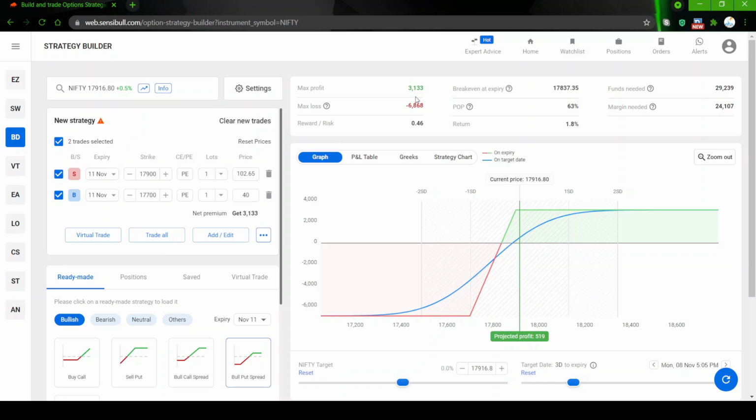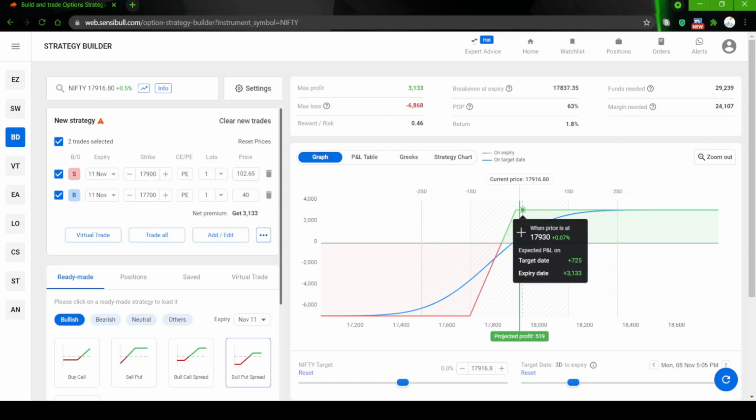In the naked sell, we had 5133, right? With that, our break even at expiry also slightly increased because we paid part of the premium collected. Okay. So this is a bull put spread. Let us see where is our break even. 17,837. Right now the market is at 17,916.